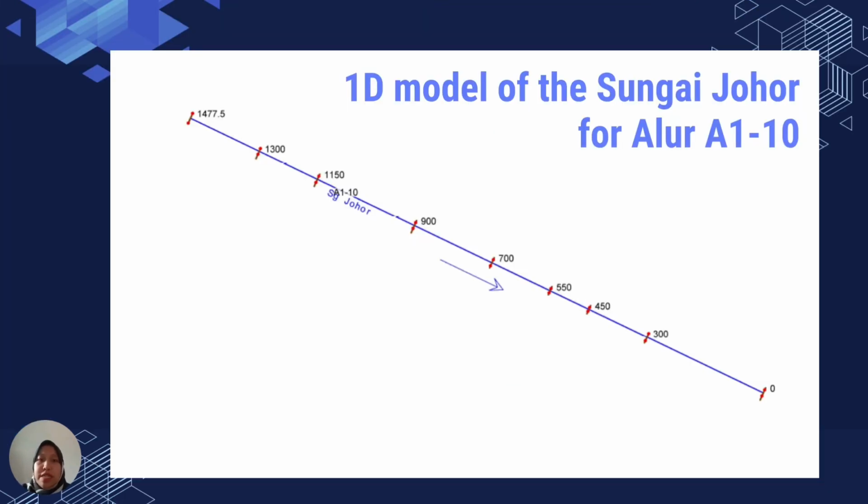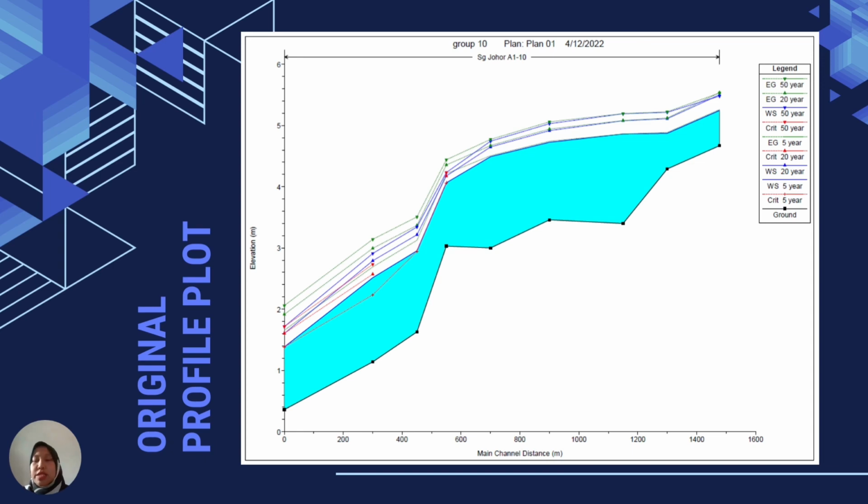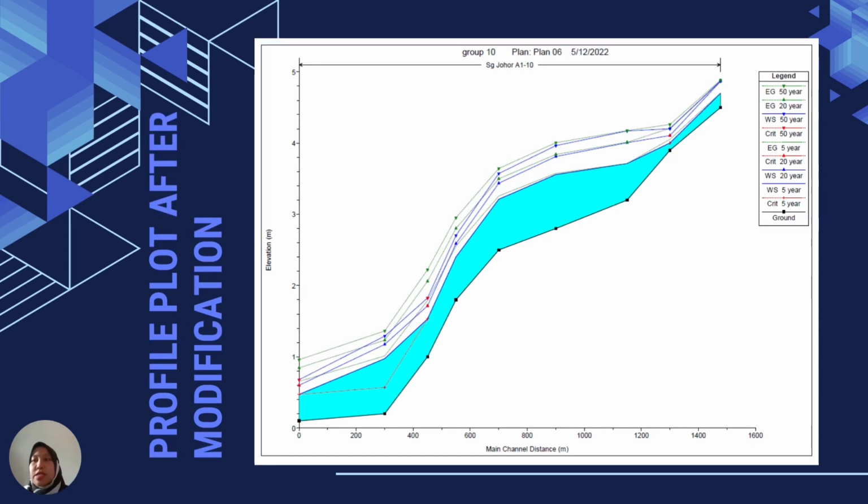So this is the 1D model for the Sungai Johor for Alur A1 to 10, and this is the original profile plot output from HEC-RAS. And as the result of the modification that has been applied, the river may avoid flood from occurring for the next 5, 20 and 50 years onwards.